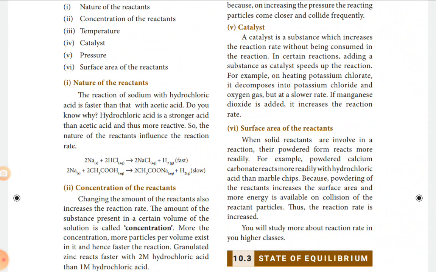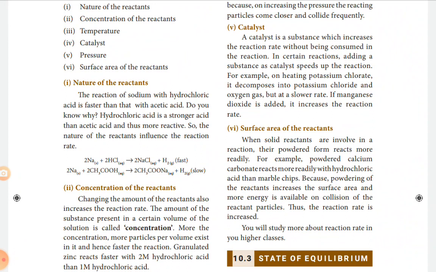What is called a catalyst? A catalyst is a substance that increases the rate of a chemical reaction without itself undergoing any permanent chemical change. It is also given here in this para: a catalyst is a substance which increases the reaction rate without being consumed in the reaction. So the catalyst will not take part in the reaction, but it simply alters the speed of reaction. It increases the rate of reaction. That is the main function of the catalyst.